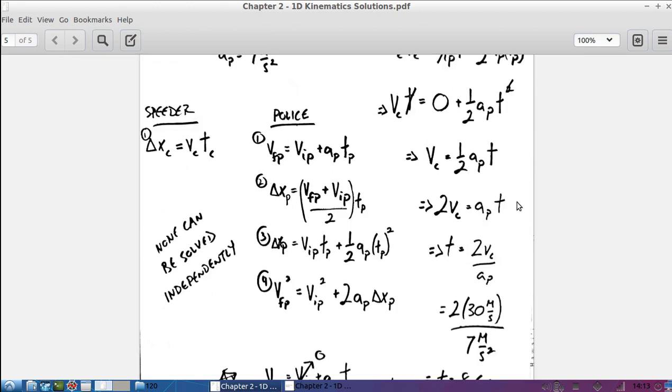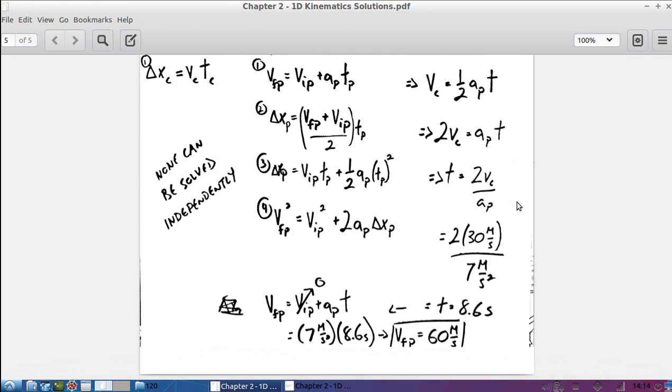Okay. The speeder was 30 meters per second, constant velocity. Acceleration of the police car was 7 meters per second squared. Plug that in, I've got 8.6 seconds. So I've got the total time that the police car was traveling. Did they ask for that? No. But this is how I solved for it.